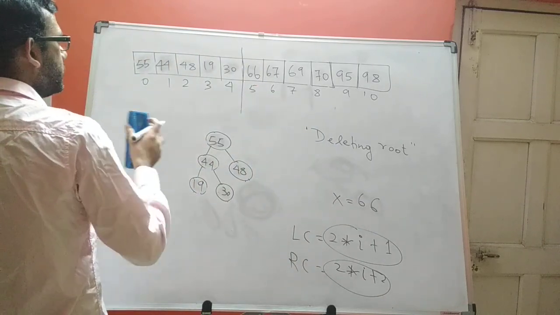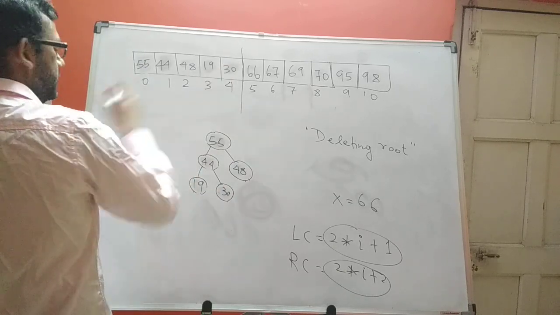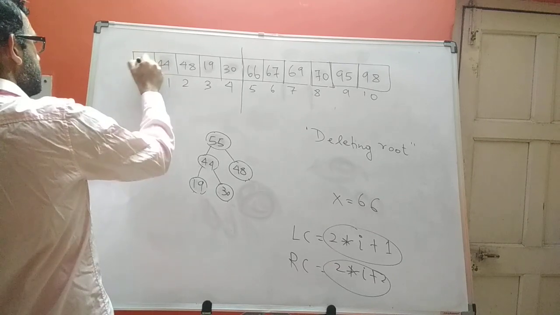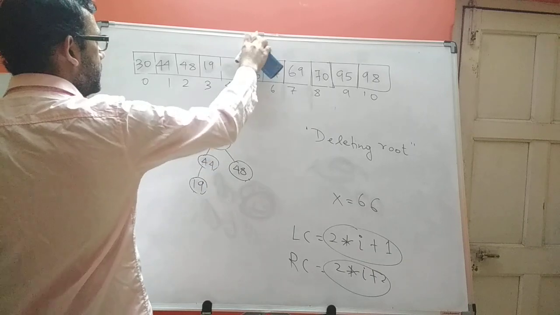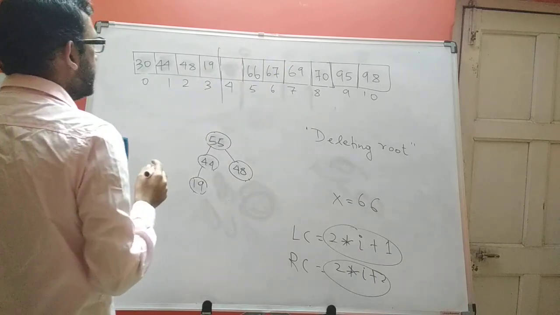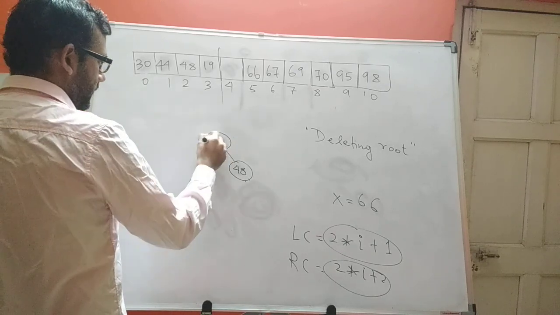Now the next element to delete is 55. Which is the last element? The last element in the array is 30. So I'll replace 55 with the last element of my array, which is 30. So 30 no longer exists. So this place becomes unused and my heap further shrinks in size.